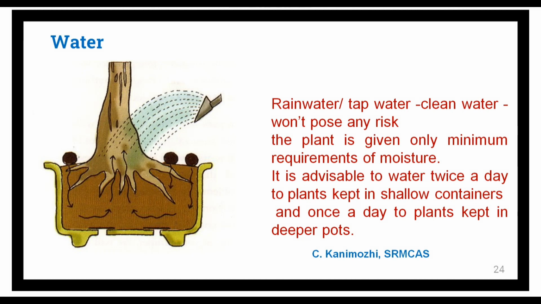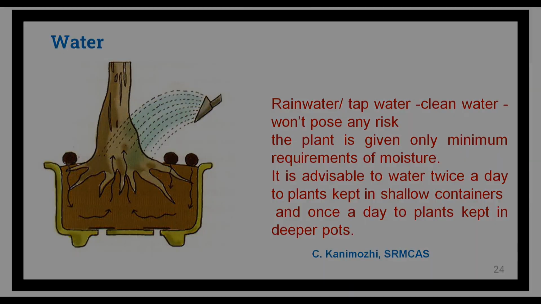Water requirement of bonsai: you can use rainwater or tap water, but it should be clean water without posing any risk to the plant. It is advisable to water twice a day for plants kept in shallow containers and once a day for plants kept in deeper pots.